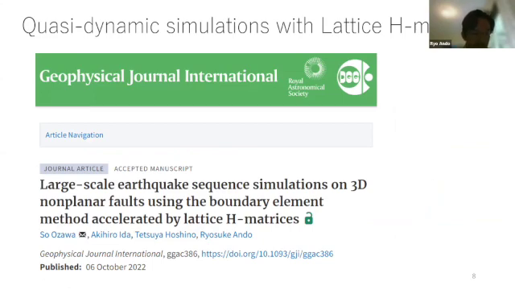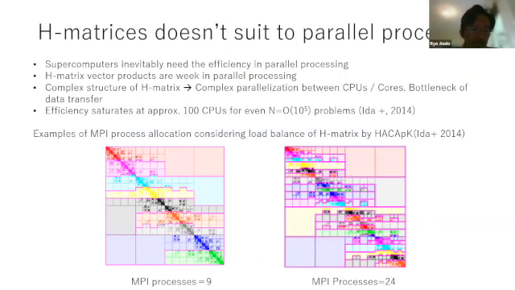We further implemented the acceleration scheme called lattice H-matrices. For the details, please refer to the recent publication that just came out this month in GJI. So what is the lattice H-matrices technique? The original H-matrices are actually not compatible with the HPC environment.